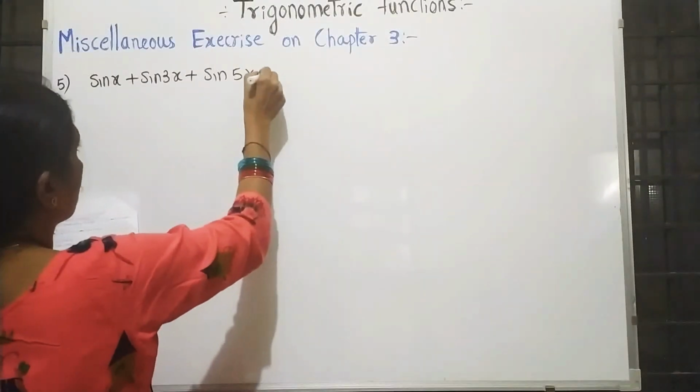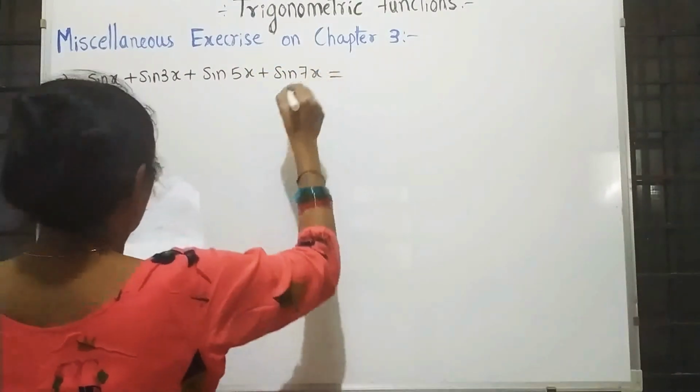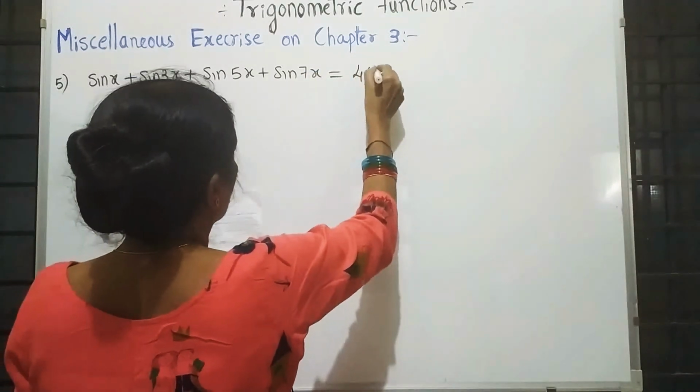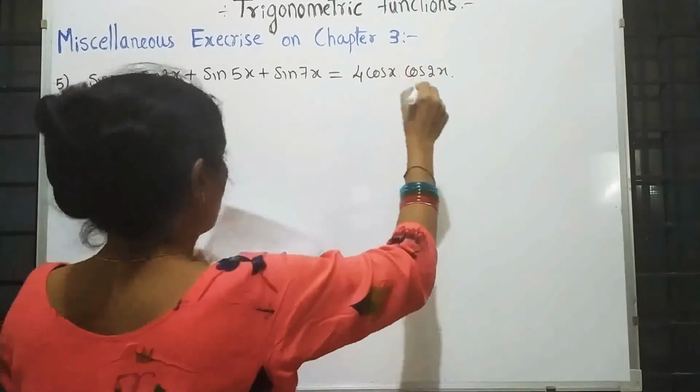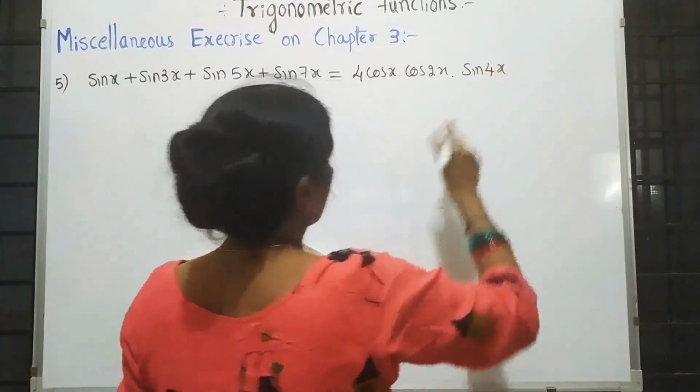That is question number 5. Prove that sin x plus sin 3x plus sin 5x plus sin 7x is equal to 4 cos x into cos 2x into sin 4x. So before thinking, first I will write the left side. As it is, first I will write the left side.